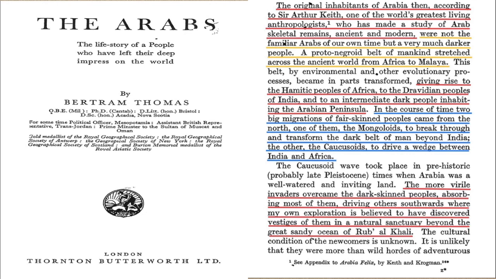So I'm going to read what's in blue. In the course of time, two big migrations of fair-skinned peoples came from the north, one of them the Mongoloids, to break through and transform the dark belt of mankind beyond India, and the other the Caucasoids, to drive a wedge between India and Africa. The fair invaders overcame the dark-skinned peoples, absorbing most of them, driving others southwards, where my own exploration is believed to have discovered vestiges of them in the natural sanctuary beyond the great sand ocean of Rub al-Khali. And so I believe that this would be the J markers, by the way, coming in and absorbing a lot of the dark-skinned peoples who would have had E markers.